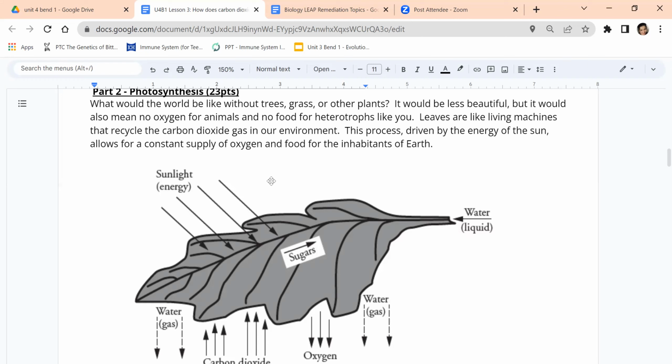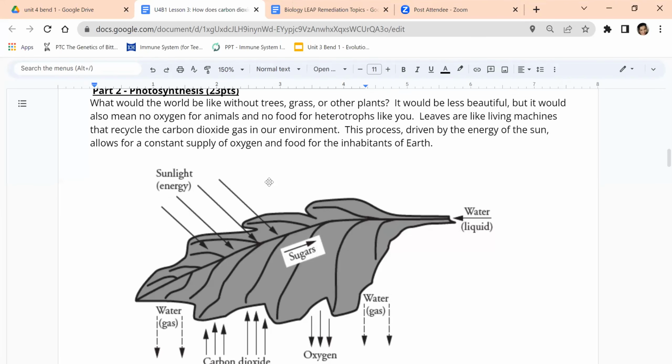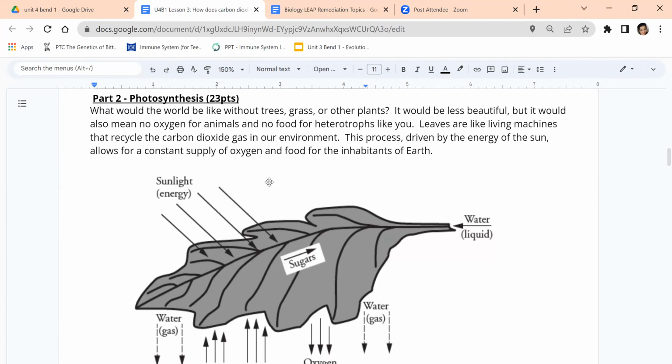So the leaves are like living machines that recycle the carbon dioxide gas in our environment. And this process is driven by the energy of the sun, and it allows for a constant supply of oxygen and food for all the inhabitants of the earth. So without photosynthesis, we could not survive. Another way to think about photosynthesis is it's like a filter. It filters our air for us. And you'll see that in more detail as we move along.